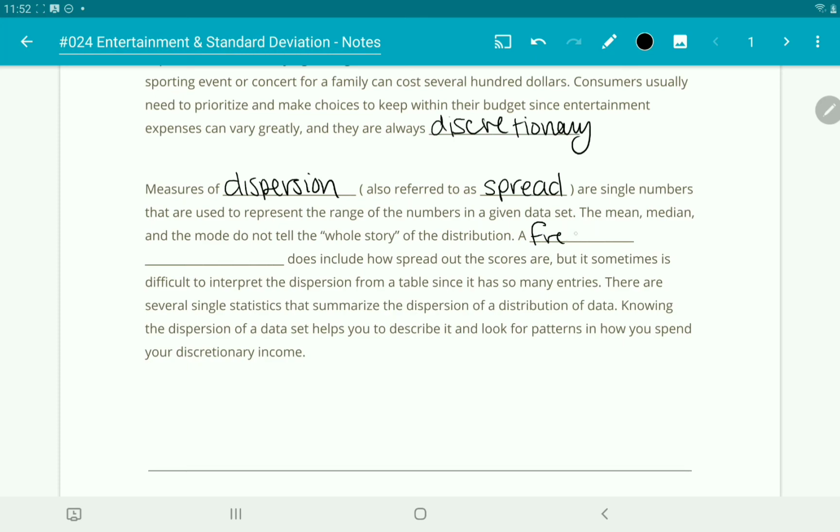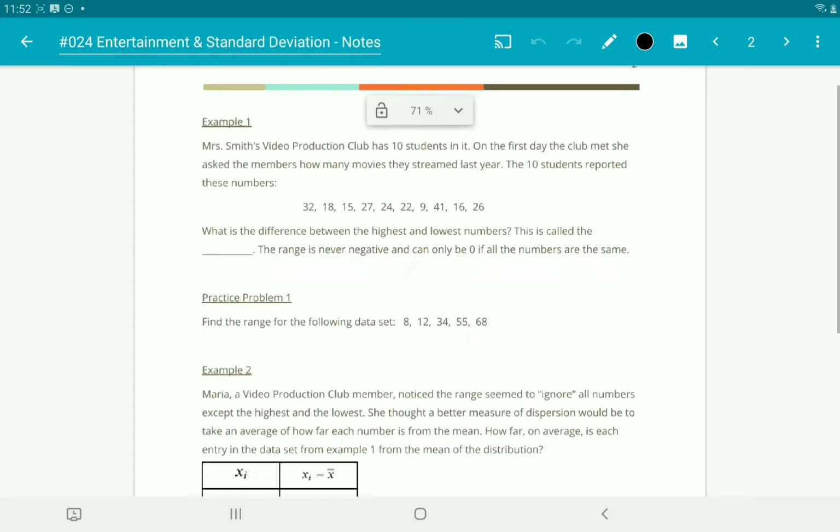A frequency distribution, which is the charts that we've been looking at, which has each piece of data on it, does include how spread out the scores are because it has every piece of data, but it's sometimes difficult to interpret the dispersion from a table since it has so many entries. There are several single statistics that summarize the dispersion of a distribution of data. So there's a bunch of different things we can look at in order to talk about dispersion. Knowing the dispersion of the data helps you to describe it and look for patterns in how you spend your discretionary income.